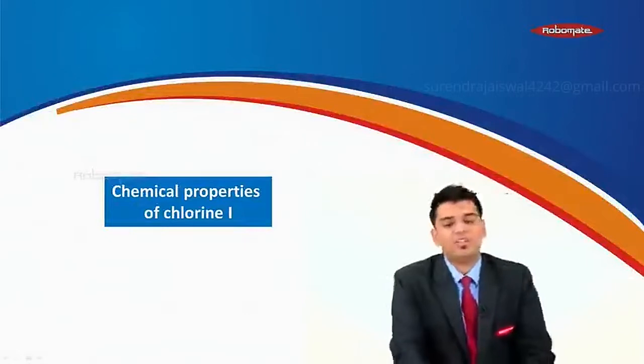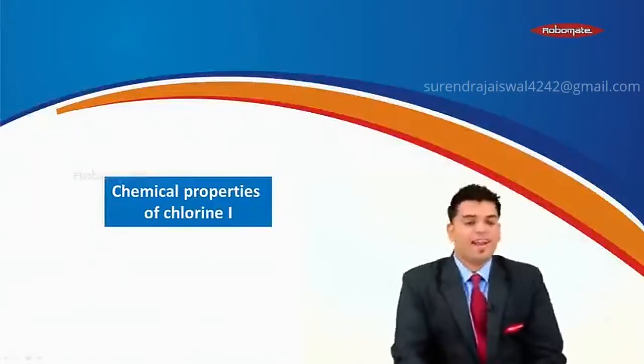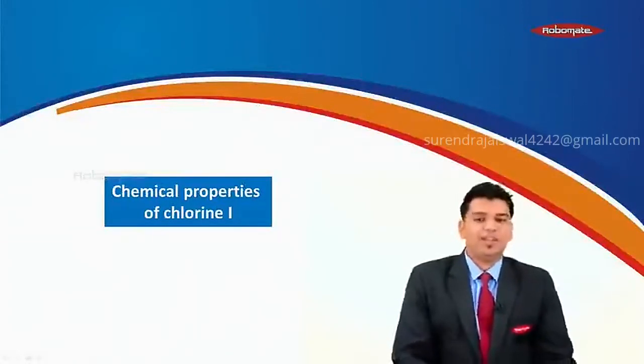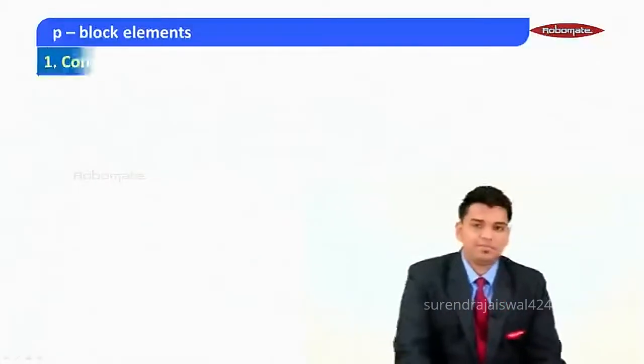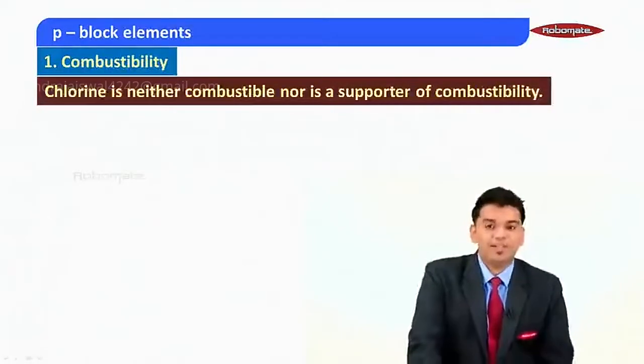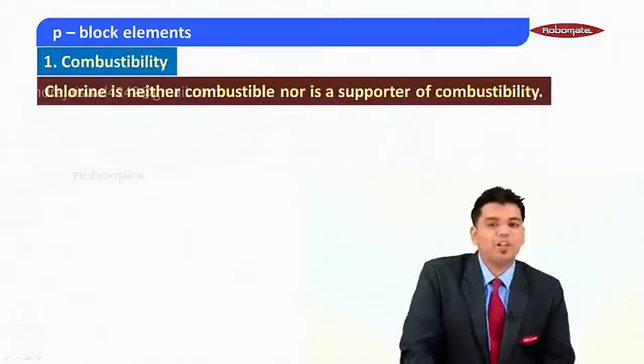After having learned about the methods of preparation of chlorine and the physical properties of chlorine, it is time for us to learn the chemical properties of chlorine. Part 1. Now first is combustibility. Chlorine is neither combustible nor is a supporter of combustibility.